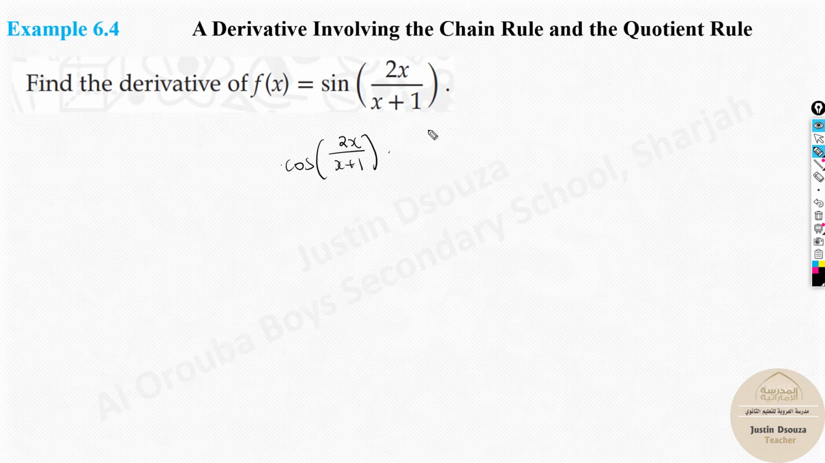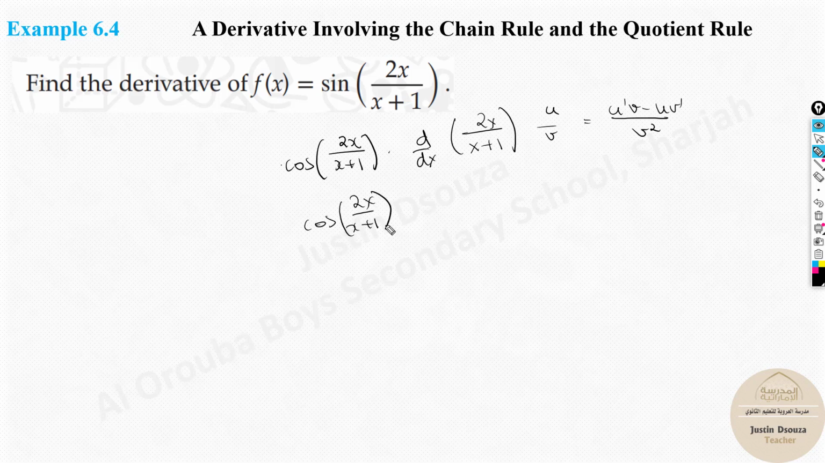Now derive this term. It will be d by dx, derivation of 2x by x plus 1. But remember, when we derive this, it's u by v rule. That is u dash v minus uv dash divided by v square. Now this remains as it is. Cos 2x divided by x plus 1 is the same thing.